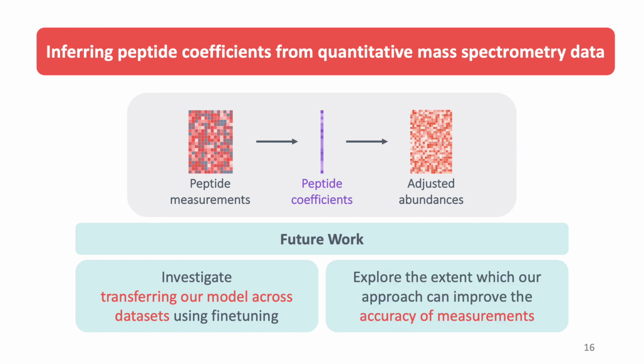And once we're successfully transferring across datasets as well, we want to investigate whether our approach can improve the accuracy of fold change measurements. And basically, we want to further explore the extent to which our approach can be useful. So our goal is to offer our neural network approach as a preprocessing tool for quantitative mass spectrometry data. And so we want to carry out experiments to examine how these adjusted abundances can be used for various quantitative MS/MS analysis.